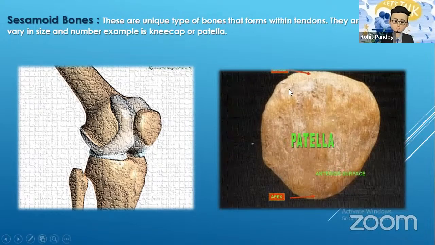Here you can see the original, I mean, it is like a cartoon form, and this is the original form. Here you can see the patella, or we call it the kneecap. So it is a sesamoid bone.